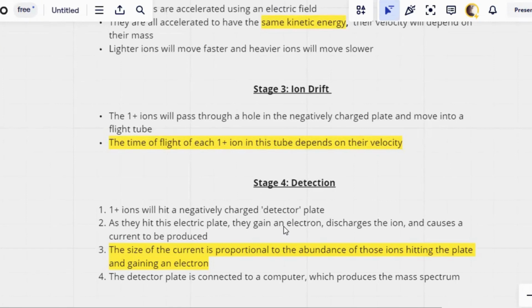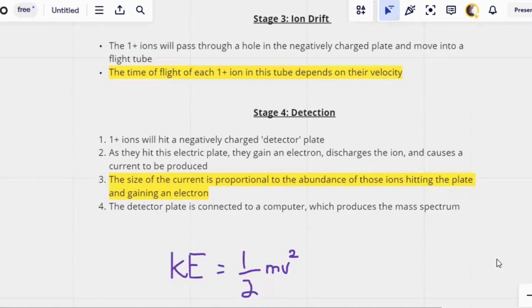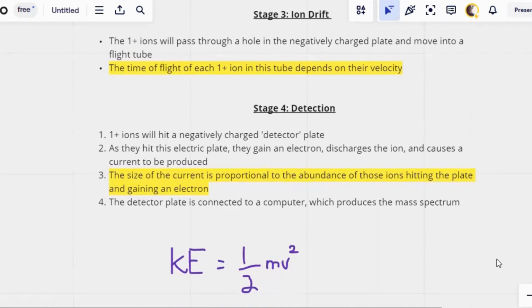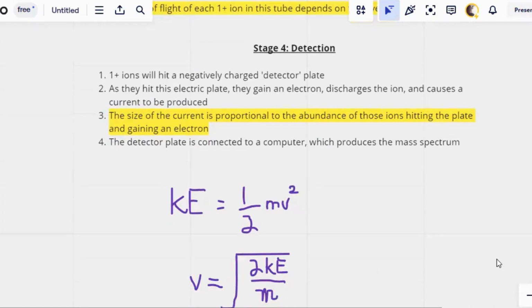And afterwards, the detector plate is simply connected to the computer, which will show us the mass spectrum that is produced. So this is the fourth stage, which is detection. You can see below I have written key equations that could be helpful for your exam, dealing with questions on time of flight mass spectrometry.